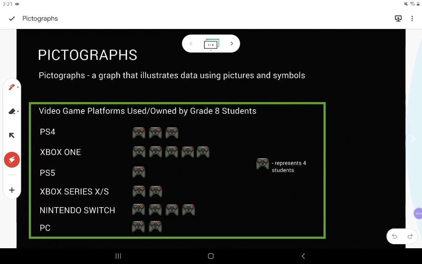All right, so in this topic, we're going to be looking at different types of graphs. And so what I'm going to focus on for today's video is something called a pictograph. A pictograph is a graph that illustrates data using pictures and or symbols.